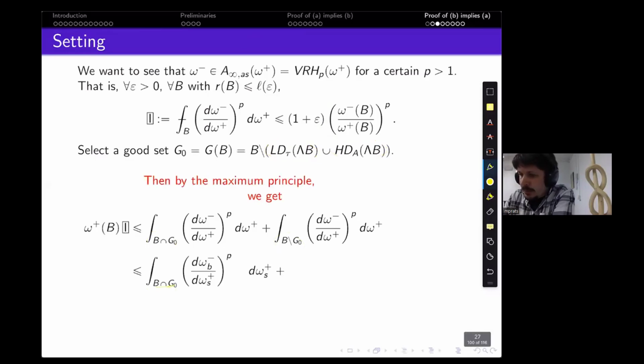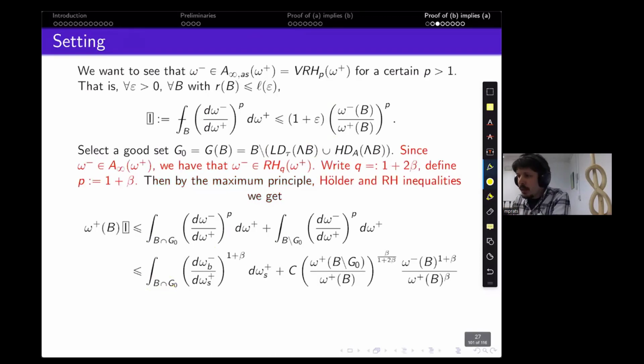In the good part, you just switch harmonic measures, and this can be done by the maximum principle because you are amplifying the domain somehow. And on the other side, you apply the reverse Hölder inequality because you already have that omega minus is A-infinity of omega plus. This is one of our assumptions, and in particular, you get this reverse Hölder with a certain exponent q.